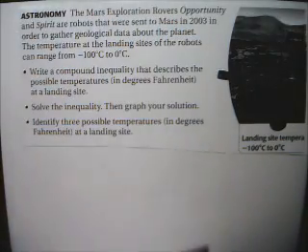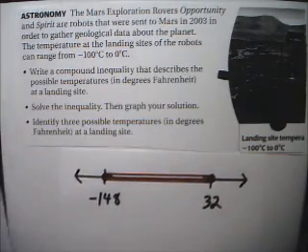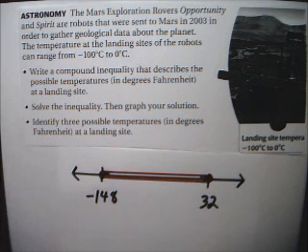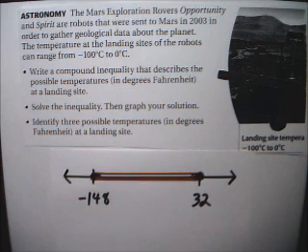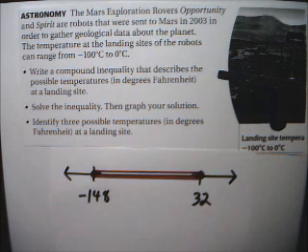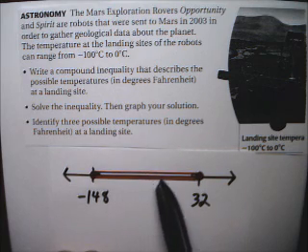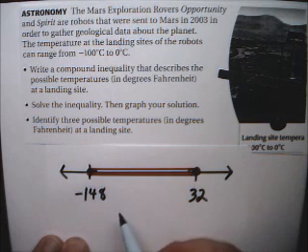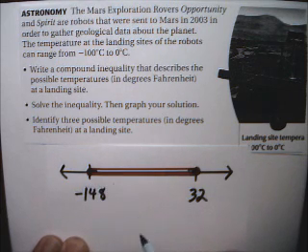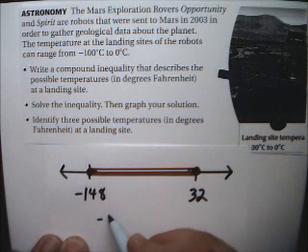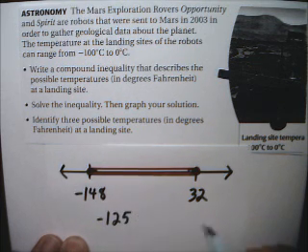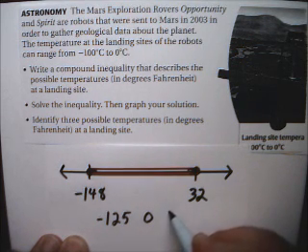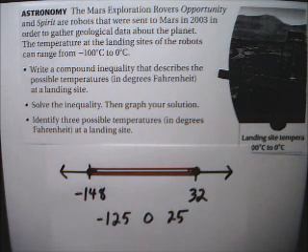And let's see what else. Solve the inequality. We did that. We graphed the solution. Identify 3 possible temperatures in degrees Fahrenheit at the landing site. Well, we can get this from the graph. Any 3 numbers in between here. Answers are definitely going to vary here. We need a number greater than negative 148, so that might be negative 125. 0 is certainly in there, and so is positive 25. Those are 3 possibilities.